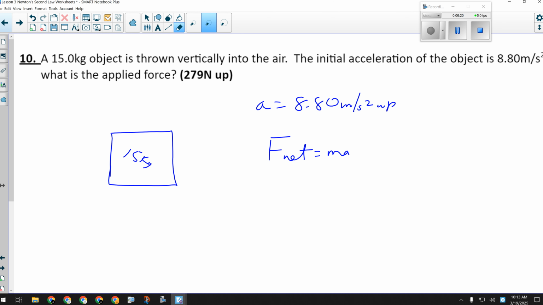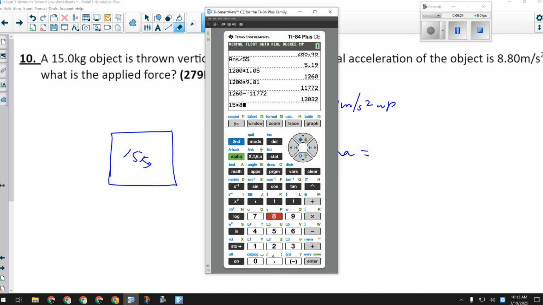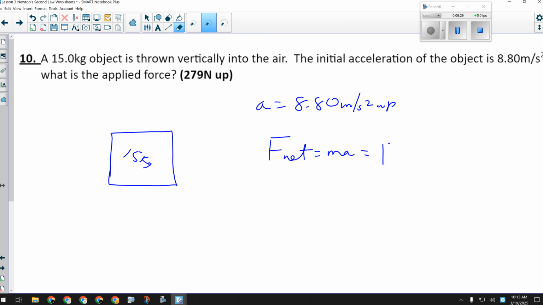Okay, F net is mass times acceleration. So 15 times 8.8. All right, so the net force is 132 newtons up. Now, I might have got a little bit ahead of myself. I drew a box and then I never completed my free body diagram.